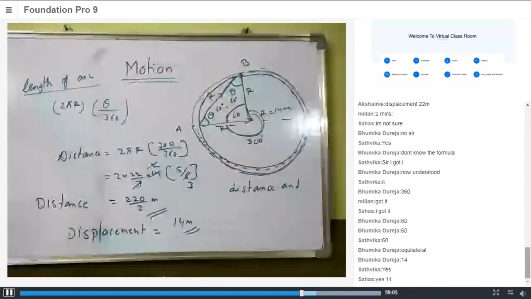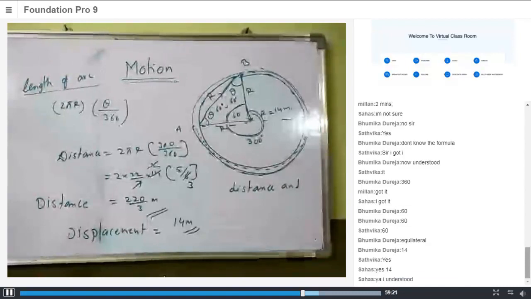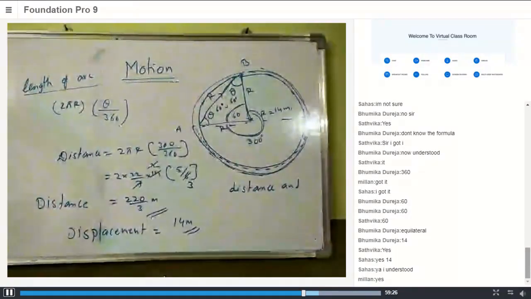Yes, 14. Sahas, you got it right now? Did you understand it? Sahas and Milan, did you understand it? Very good. Milan, what about you? Did you understand? That's great. Satvika, fine. Okay, one more question like this. Let me see whether you understood this perfectly or not. Okay.